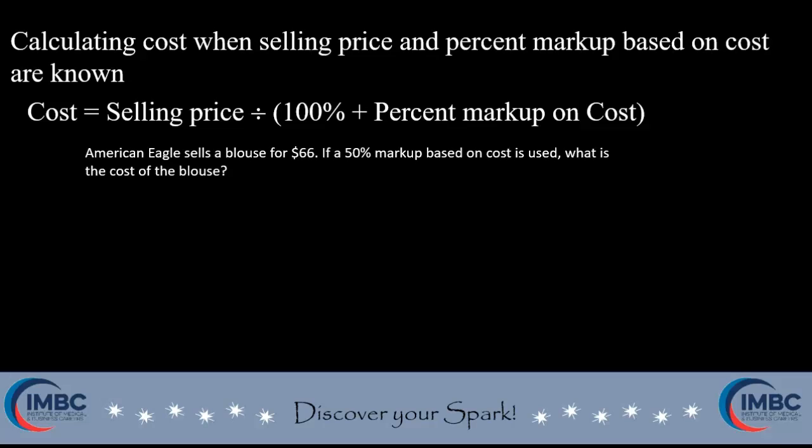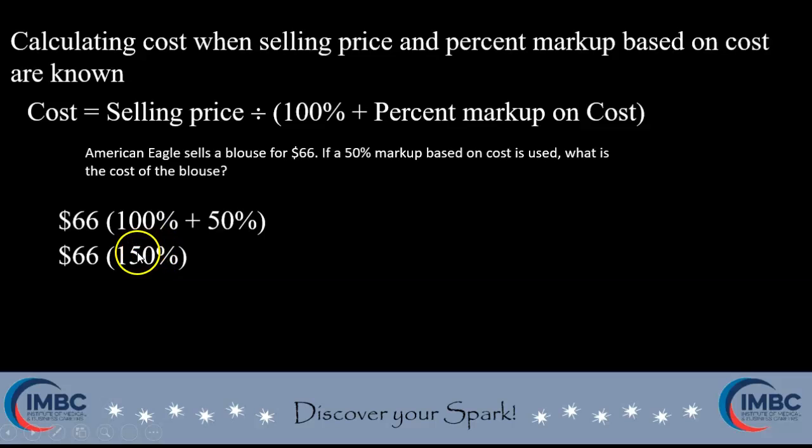So let's plug the things in. First, selling price, $66 divided by, again, our formula, 100% plus, there's our markup, 50%. So $66 divided by 150%. Again, we're going to change the 150% to the decimal equivalent, so it's going to be divided by 1.5, which equals $44 cost.